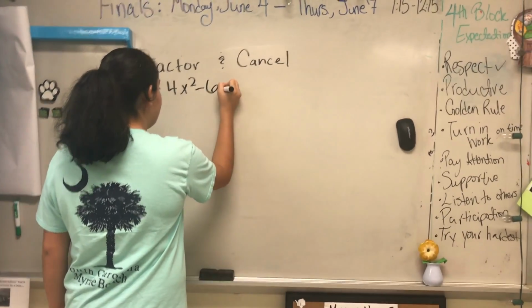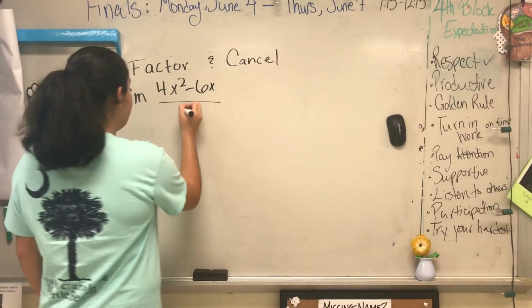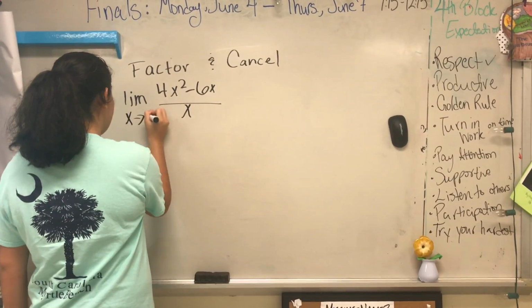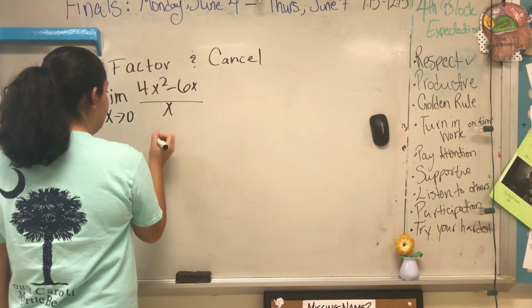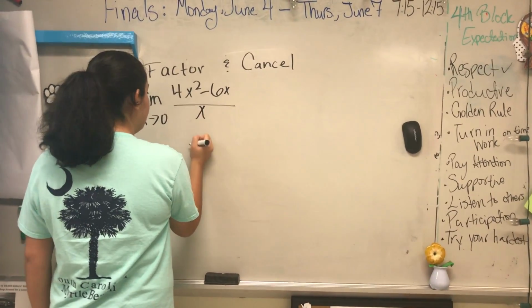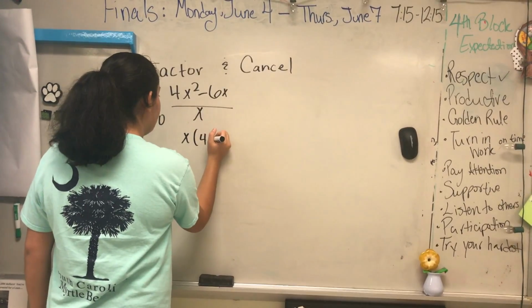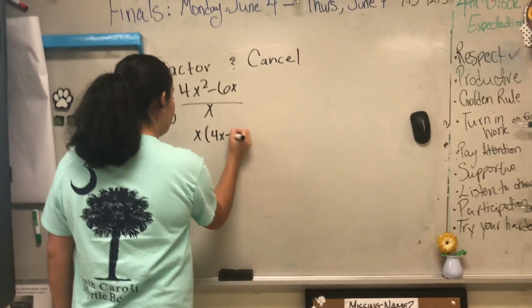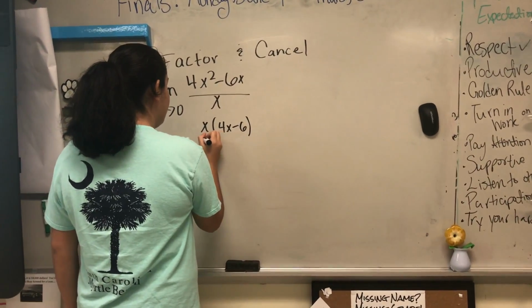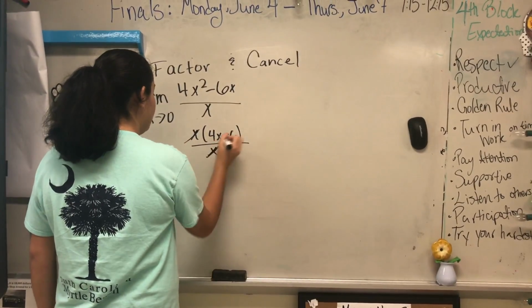The limit of 4x squared minus 6x over x as x approaches 0. How do we solve this? First, we should factor out in order for it to cancel.